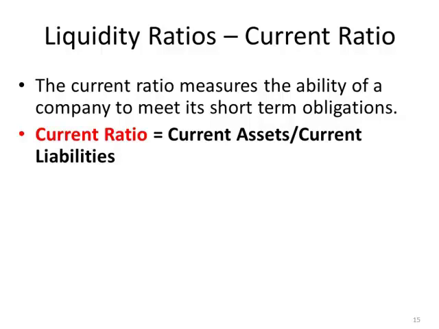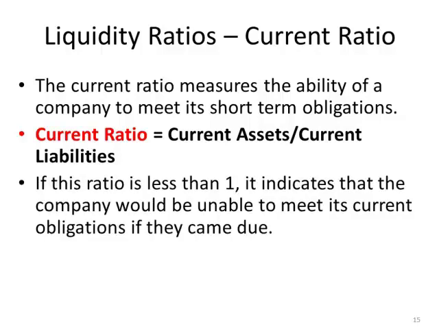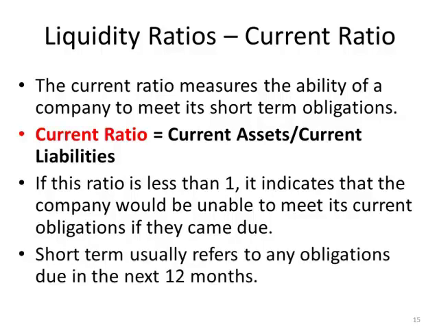Okay, and obviously we want this ratio to be high. If this ratio is close to 1 or at 1, then that's a problem. So suppose this ratio is less than 1. That would mean that the current assets would be less than the current liabilities. And this is a big problem because this would indicate that the company would be unable to meet its current obligations if they came due. So if they had to pay off all their current obligations now with their current assets, they would not be able to do so. And as we said, short-term refers to any obligations that are due in the next 12 months.